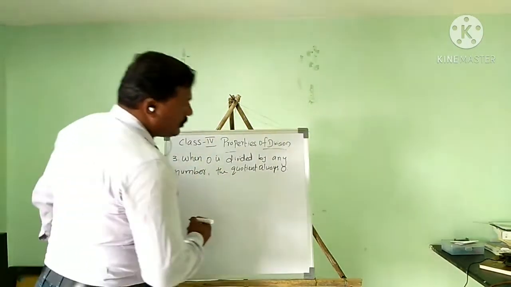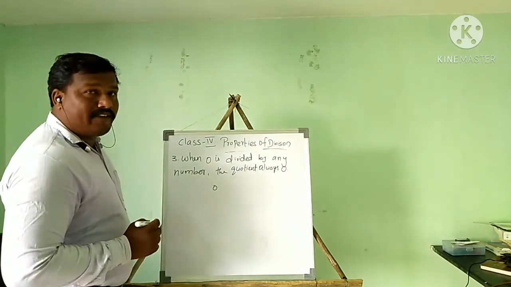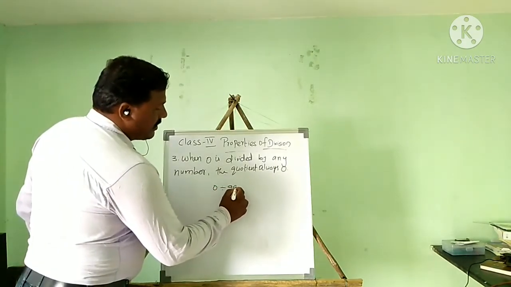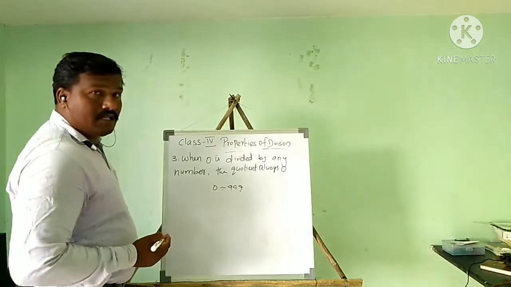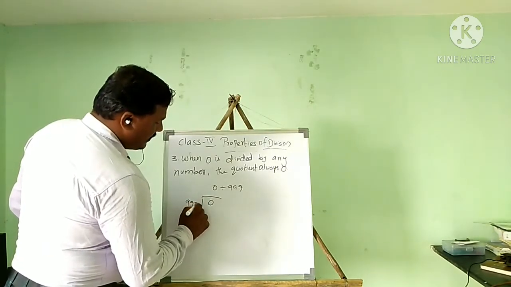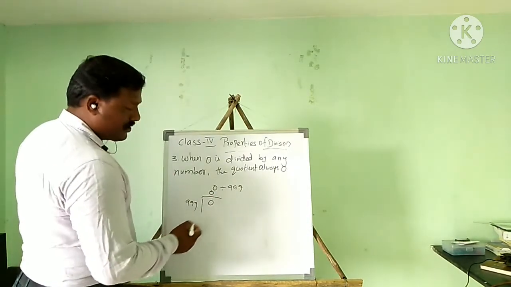Example: now I want to divide 0 by any number, like 999. If you divide 0 by 999, what will you get? 0 is the quotient.